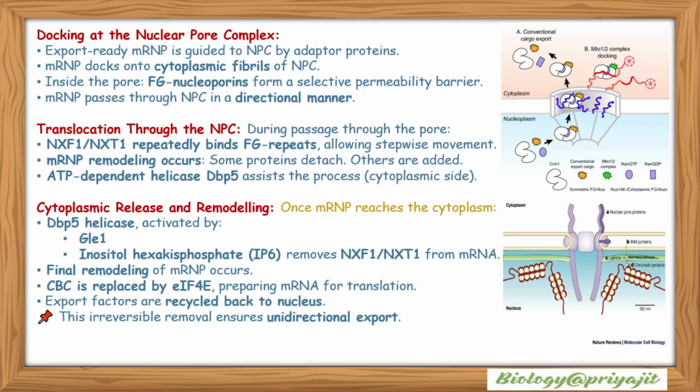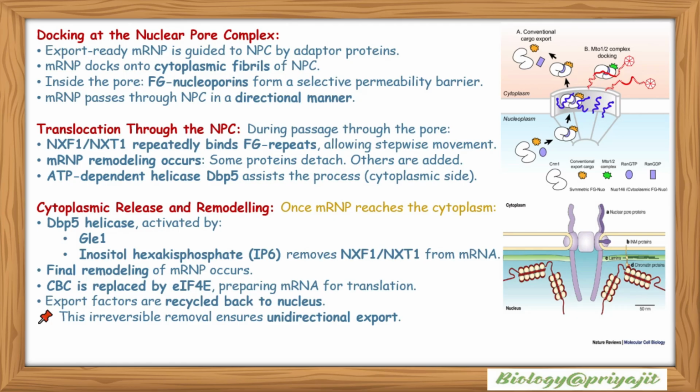Docking at the nuclear pore complex: the export ready mRNP is guided to the nuclear pore complex by adaptor proteins. Then the mRNP docks onto the cytoplasmic fibrils of the NPC. Inside the pore, FG nucleoporins form a selective permeability barrier, and the mRNP passes through the NPC in a directional manner. Translocation through the NPC: during the passage through the nuclear pore, NXF1 and NXT1 repeatedly bind FG repeats, allowing stepwise movement. What is an FG repeat?